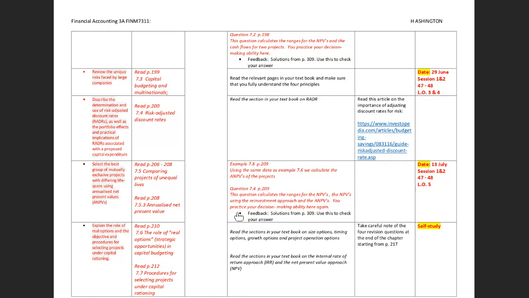Then step 2, divide the project's net present value. So remember, this is now the net present values according to their actual lives, 2 years and 4 years, not equalized. Now we take the rand value of each net present value, and we divide it by the present value annuity factor over the project life, and this will give us the annualized net present value.